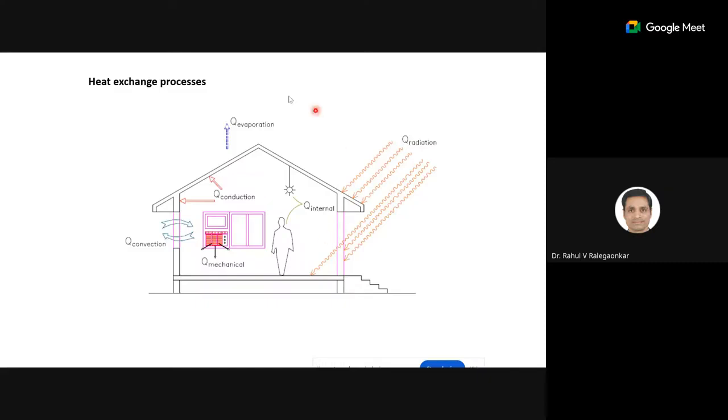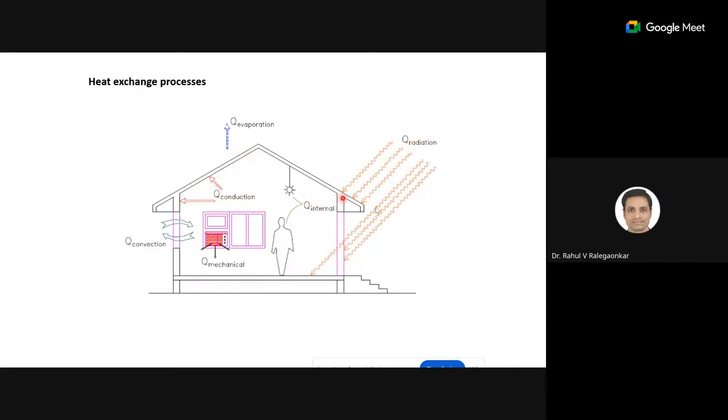Primarily now, apart from embodied energy, that is during manufacturing and during construction, let's talk about the third phase, which is the operation phase, wherein there are a lot of heat transfer interactions. Primarily you have radiation, conduction, convection, and so on and so forth.